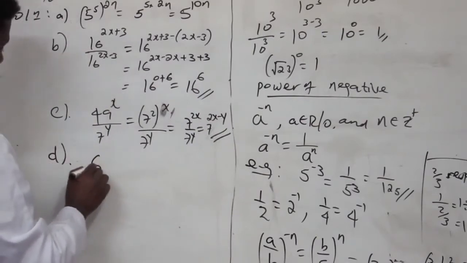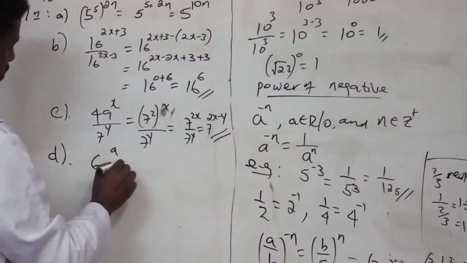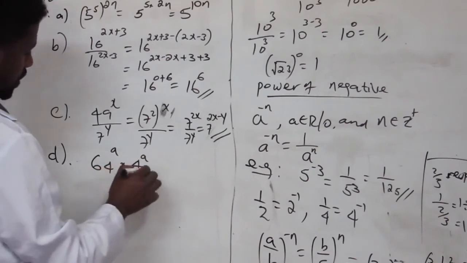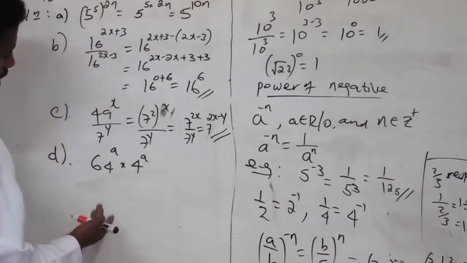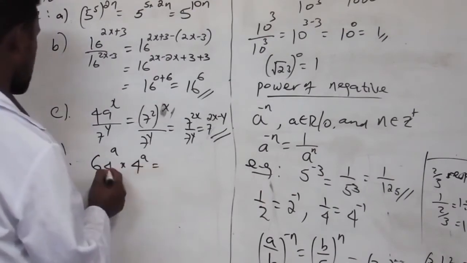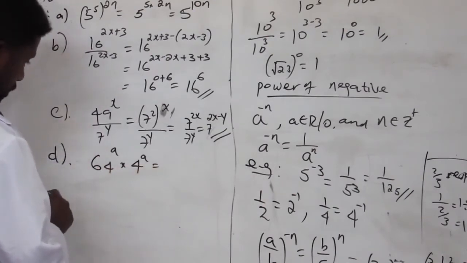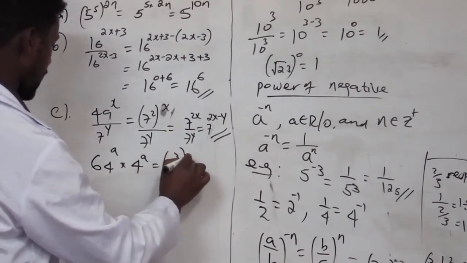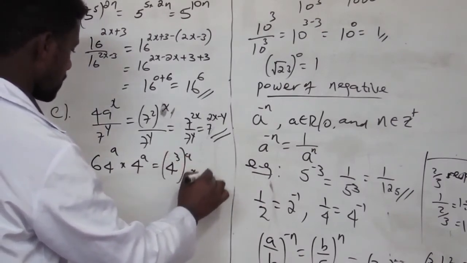64 to the power of a times 4 to the power of a. In this case 64 and 4 are completely different bases. Again, we can change 64 to a base of 4. 64 means 4 cubed, right? 4 cubed, the whole to the power of a, times 4 to the power of a.